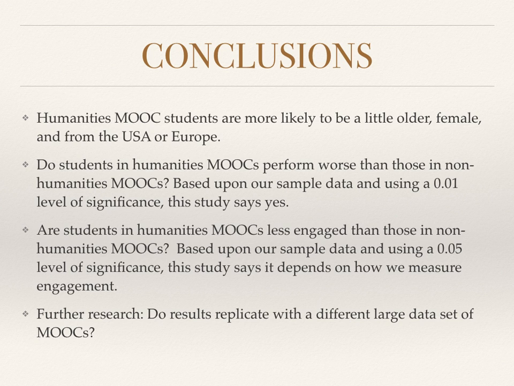So what are our conclusions? Well, humanities MOOC students are more likely to be a little bit older, more likely to be female, and more likely to be Americans or Europeans. Now the question of, do students in humanities MOOCs perform worse than those in non-humanities MOOCs? Well, based upon our sample data and using a 0.01 level of significance, our study says yes, there is a negative association there, and that association is statistically significant.